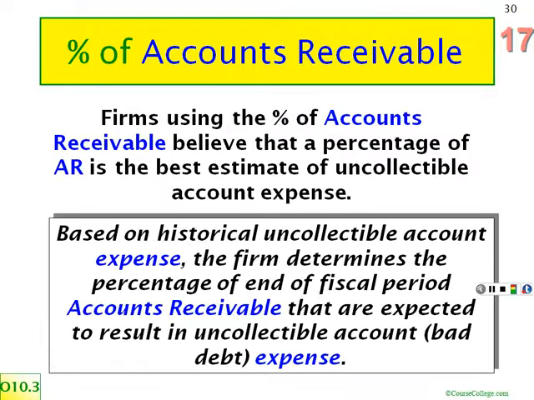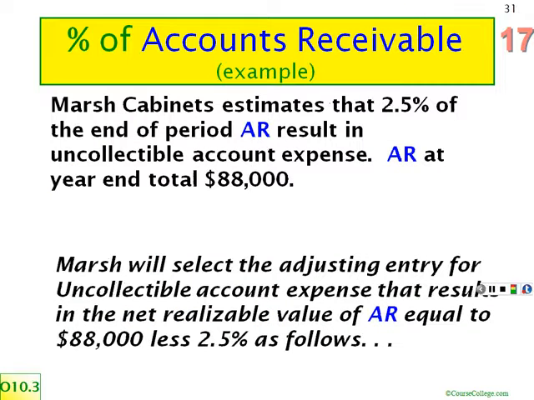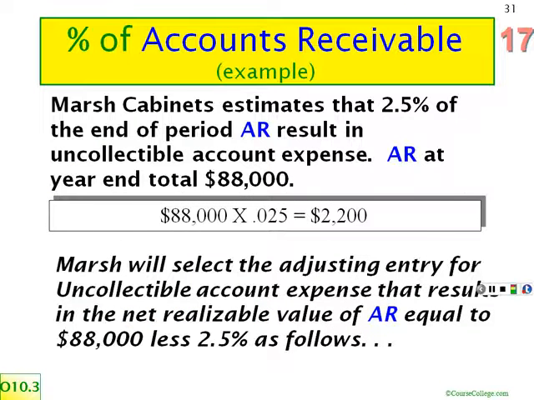So let's push ahead. Let's do an example of percent of receivables. Here we have this notion that we're going to look at the accounts receivable. We're going to look at the historical amounts. We're going to try and figure out what turned into bad debt. We're going to use that in the future. Marsh Cabinets. Looking back, it says that about 2.5% of our end of period receivables seem to turn into bad debt for us. So we're sitting at the end of the period now. We have a balance in accounts receivable of $88,000. We're going to say to ourselves that about 2.5% of those don't come back to us.